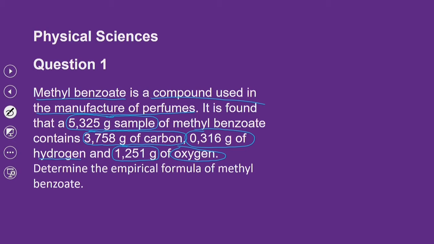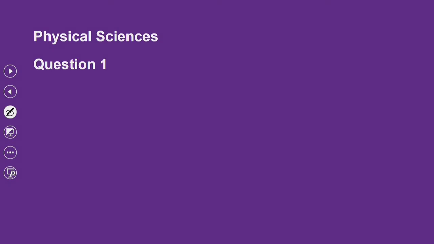Can you guess what the question will be? I'm starting to see where we're going with this. Let's determine the empirical formula for methyl benzoate. What is the first thing we need to do? Let's use a table method. Carbon, hydrogen, and oxygen. Let's write down what were those masses that they gave us.